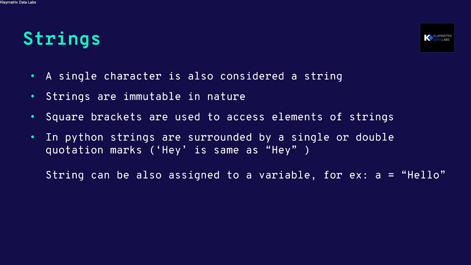We use square brackets to access elements of a string, which is also known as slicing. So we slice using square brackets. In Python, strings can be surrounded with single quote or double quotation marks, and strings can also be assigned to a variable. So for example, a is equal to "hello". So a is a variable, and since Python is dynamically typed, it automatically understands that this is a string variable.